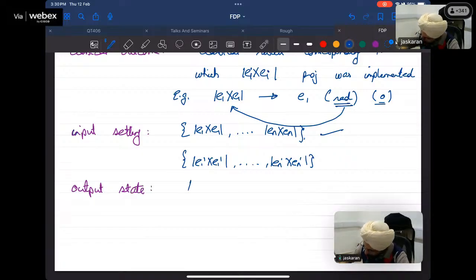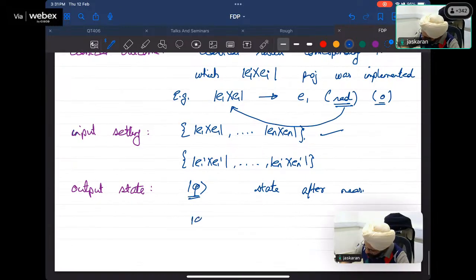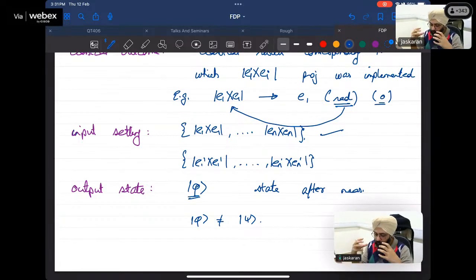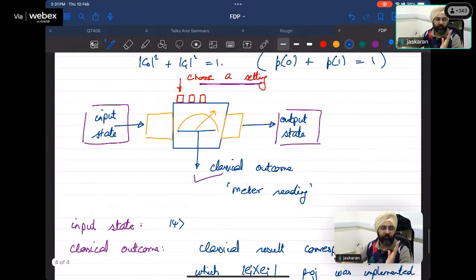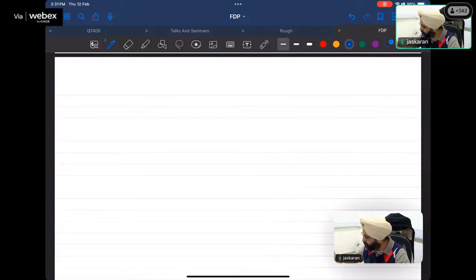which would again be some quantum state ket phi, and this state after measurement is in general not equal to the input state. So in general, ket phi is not equal to, sorry, ket psi. The input state is in general transformed by the process that is happening inside the black box of a measurement that we have. So in general it is not the case that it will be the same. Let us now proceed and see what we can learn from this.